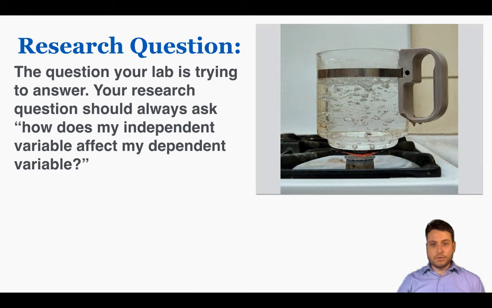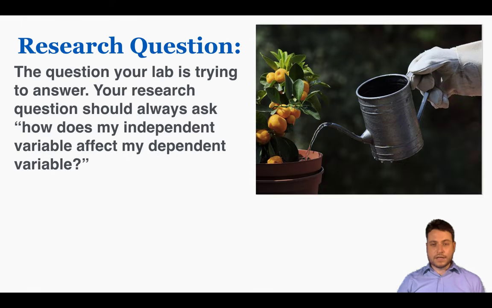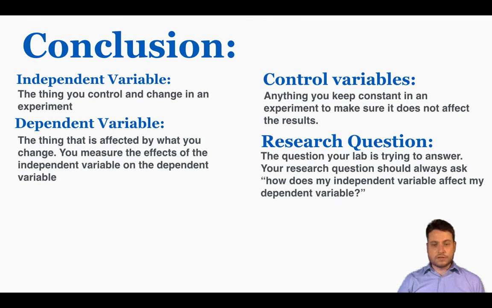So in the water example, the research question would be, how does the amount of water being boiled affect the time it will take for the water to completely evaporate? In the race car example, the research question would be, how does the amount of time a race car has been driving affect the distance it has covered? And for the plant example, the research question would be, how does the amount of water that a plant receives affect the height that the plant grows to? So those are the definitions. These are 4 things you need to know at the beginning of your lab report.